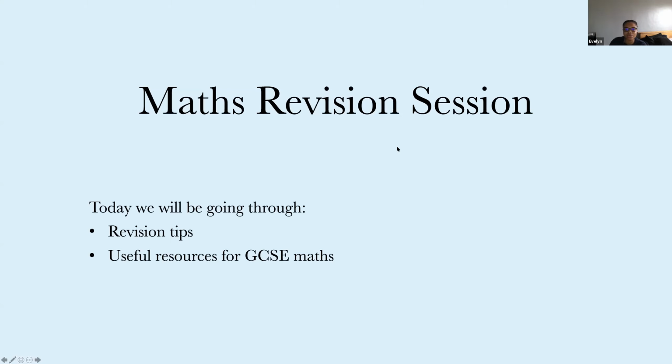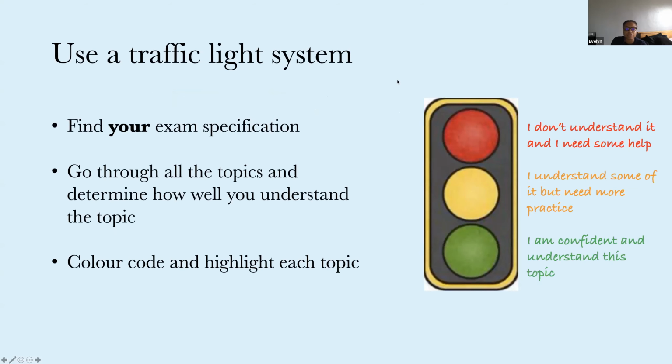Right, so let's go on to the first slide. So the first tip that I'm going to go through with all of you today is using the traffic light system. Now, I know some students do this, but not all students do this, and I do think it is really, really helpful. So first of all, what you should do is find your exam specification. Now, you might be doing a different maths exam or a different exam board to some of your friends, so don't just copy what they're doing. Whether you're doing AQA, OCR, Edexcel, you pick that particular exam board and then you find your exam specification. So whether you're doing foundation maths or higher maths or whichever one you're doing, you find that one.